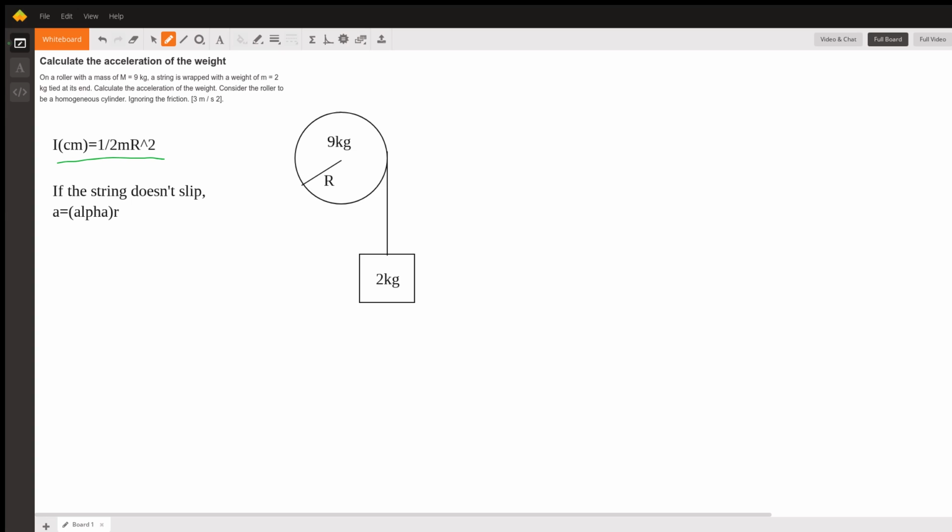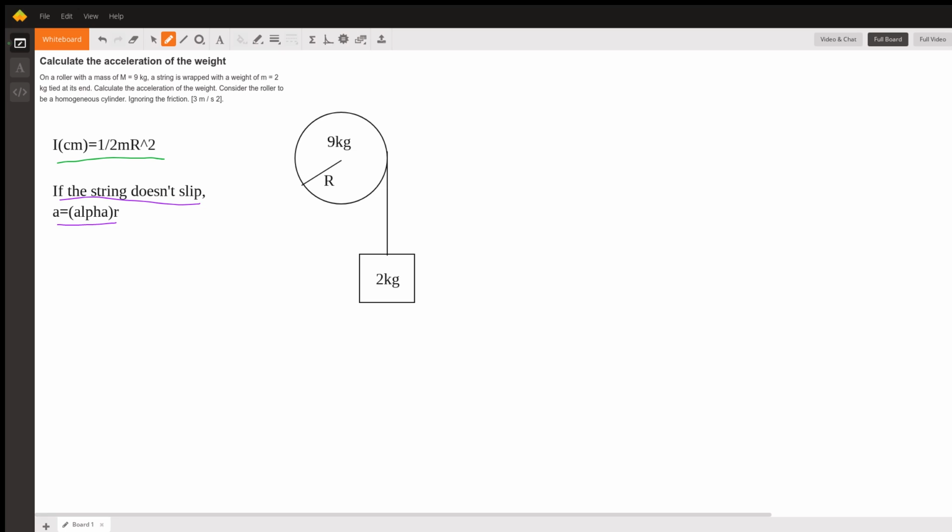And then I've just reminded ourselves that if the string doesn't slip on the edge of the cylinder, then the linear acceleration, in this case of the mass going down, is going to equal the angular acceleration of the cylinder times the radius r. So let's see how we're going to apply those.